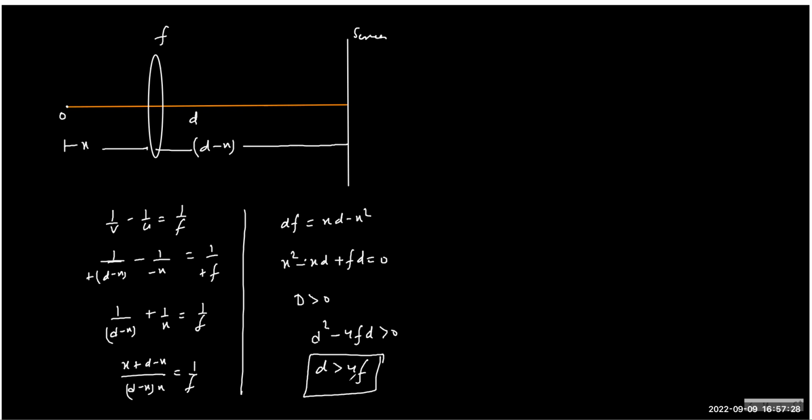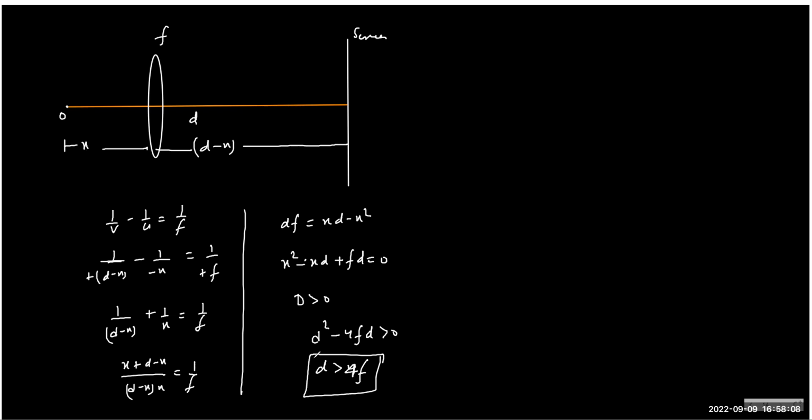So why is the condition not equal to? Yeah, pardon? D greater than or equal to 4F. Equal to will give you exactly one image. We want two distinct images. Oh, yes. If the roots are repeated, then only one answer. So for real and distinct roots we need more than 0, right? So to solve such a question, first we check whether D is more than 4F. These kinds of answers you should know.